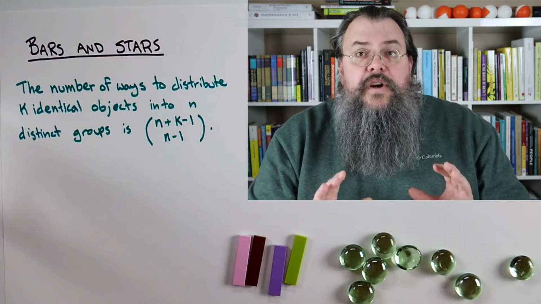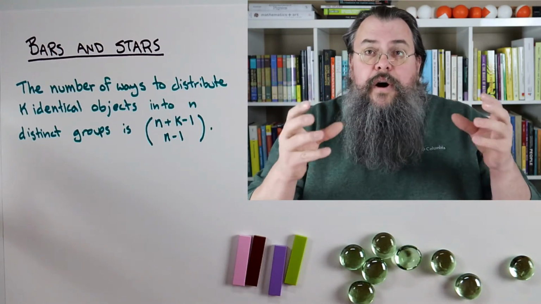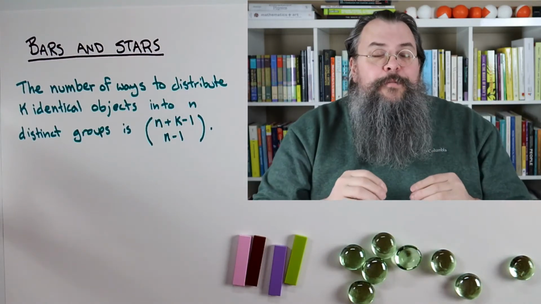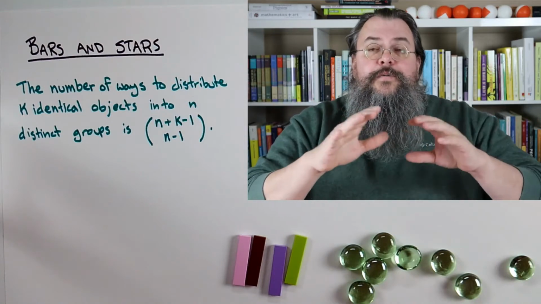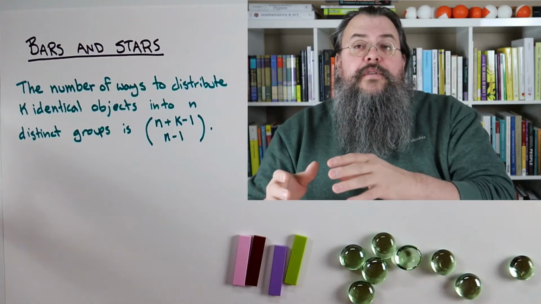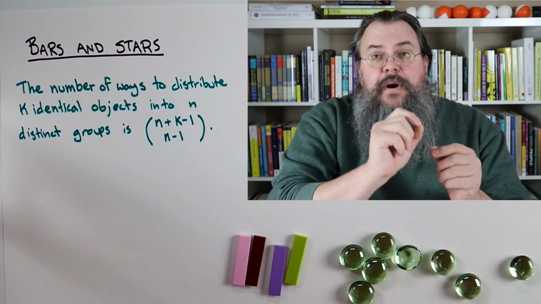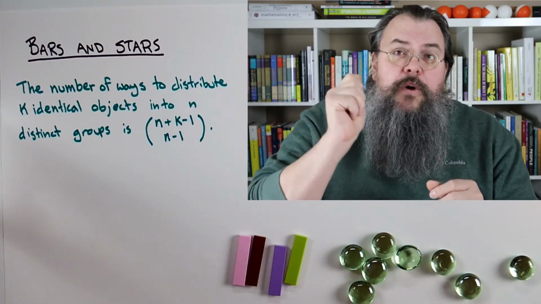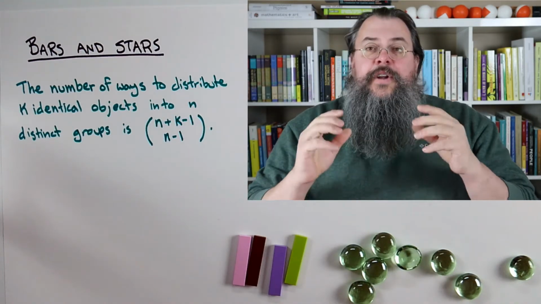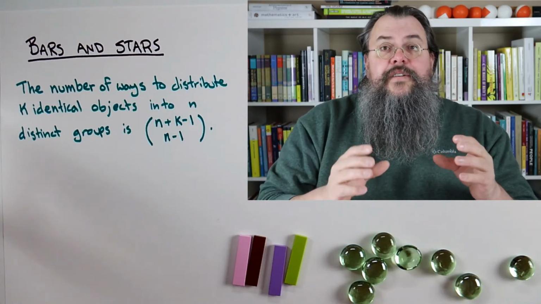So when we talk about bars and stars, we're talking about a very particular problem where we have a collection of objects. These are our balls, and they're going to correspond to the stars. We'll explain where the phrase bars and stars comes from. And they're identical, so we can't distinguish one from the other. We're going to put them into boxes or groups. But each group is distinct. So it's like each box has its own label. Box number 1, box number 2, and so forth. So we're going to look at the ways to distribute k identical objects into n distinct groups.